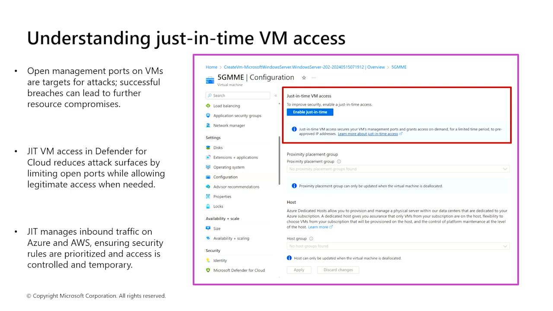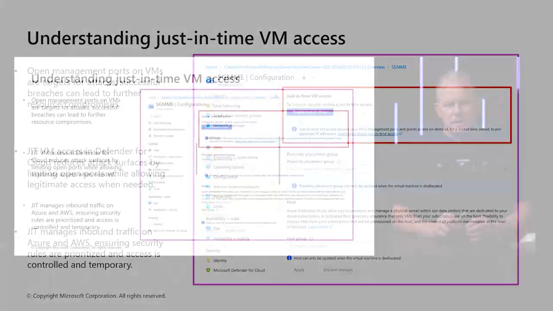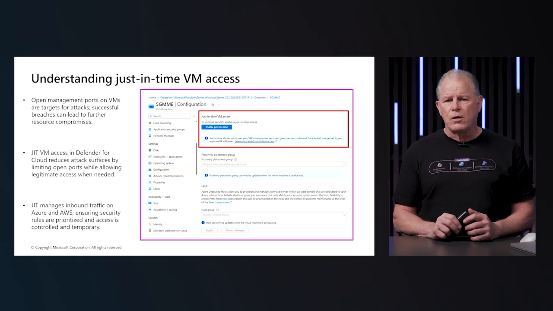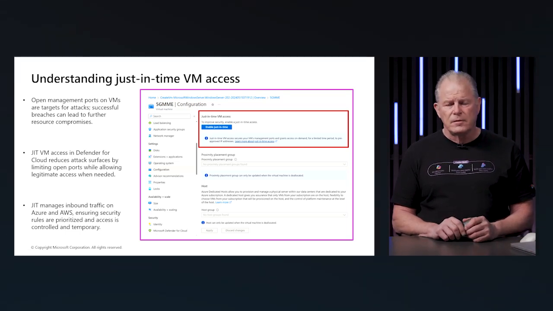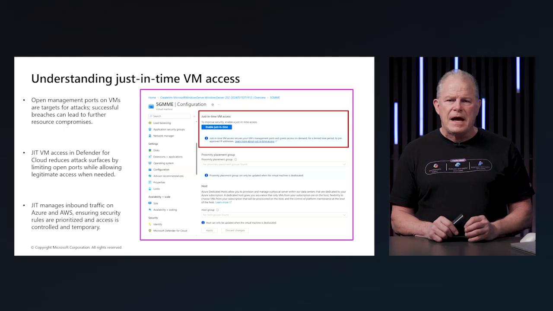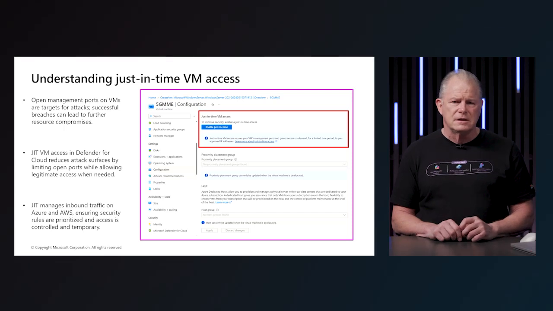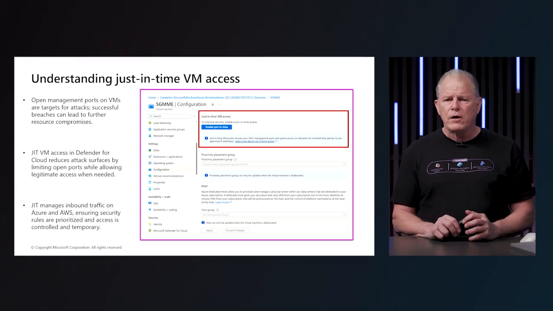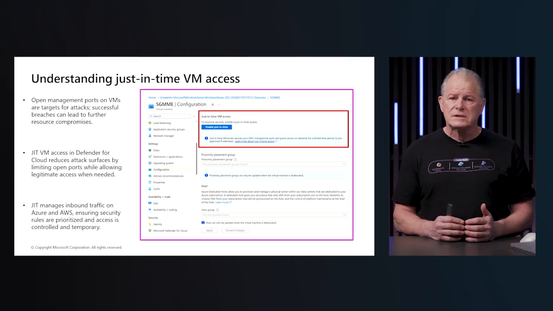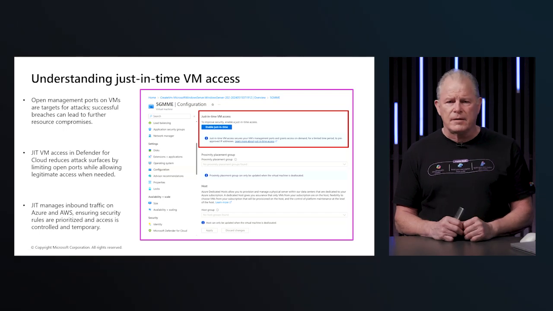JIT VM access is supported for both Azure and AWS environments. In Azure, it manages NSG and firewall rules, while in AWS, it modifies the EC2 security group rules to control inbound traffic on the selected ports. Microsoft recommends enabling JIT VM access on all VMs to reduce the attack surface and protect against unauthorized access. This is especially important for VMs when open management ports are used. You should ensure that only authorized users have the necessary RBAC permissions to even request and approve the JIT access. This helps maintain a secure and controlled environment.